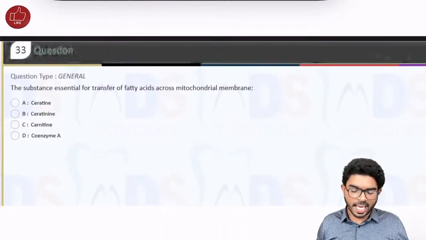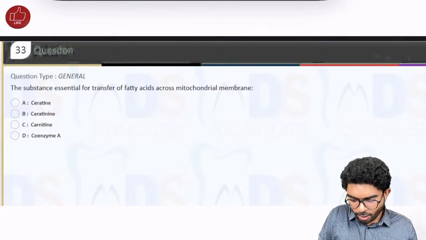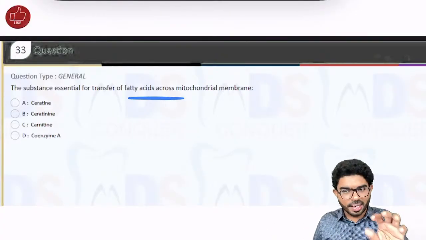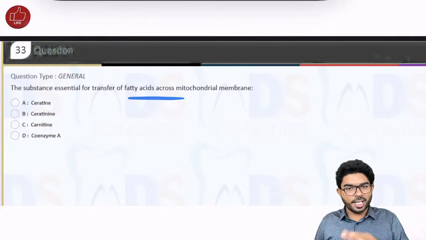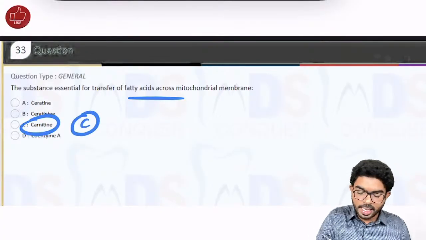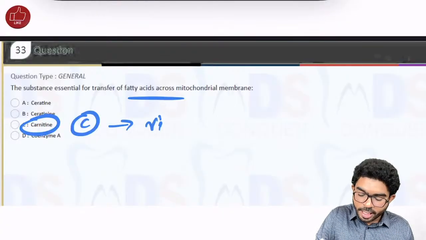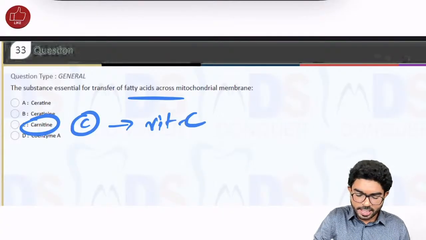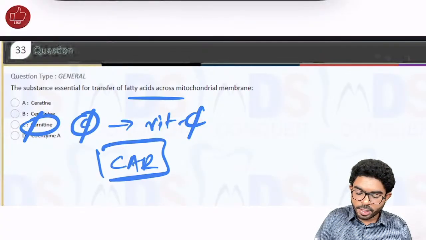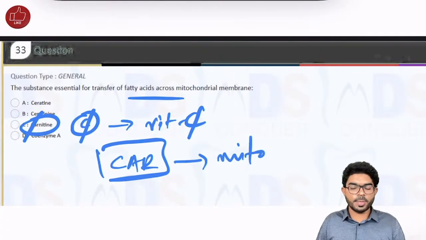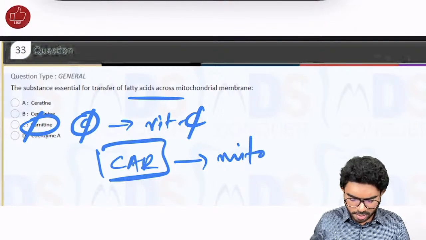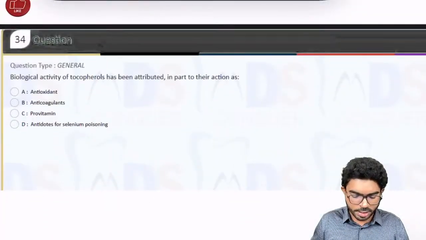Again, the substance that carries fatty acids across the mitochondrial membrane. I told you to remember CAR. CAR helps in transportation, right? So it is carnitine, option C, and it is basically associated with vitamin C. That is also C, CAR. CAR helps in transportation across the mitochondrial membrane. I have discussed this question. Again, it is not a new question. It's already a repeated question.